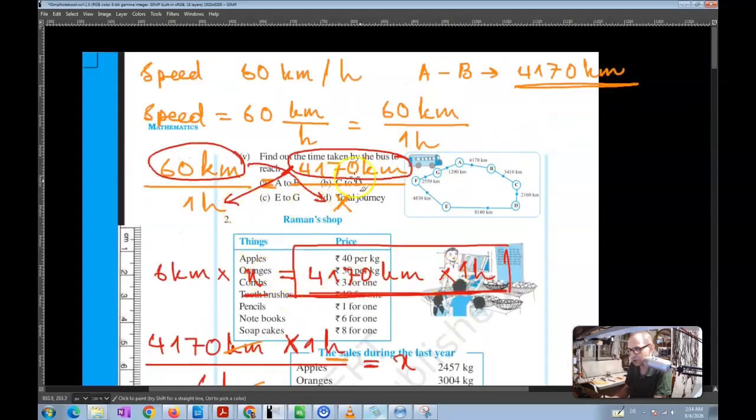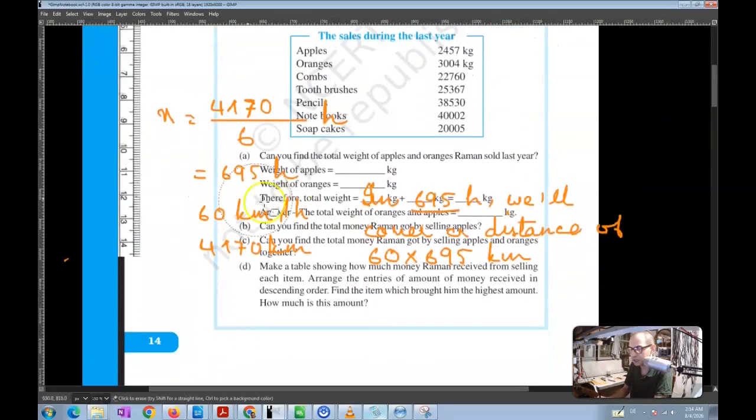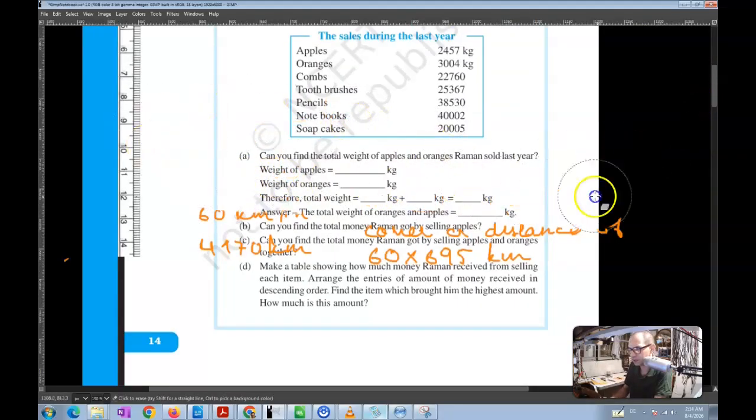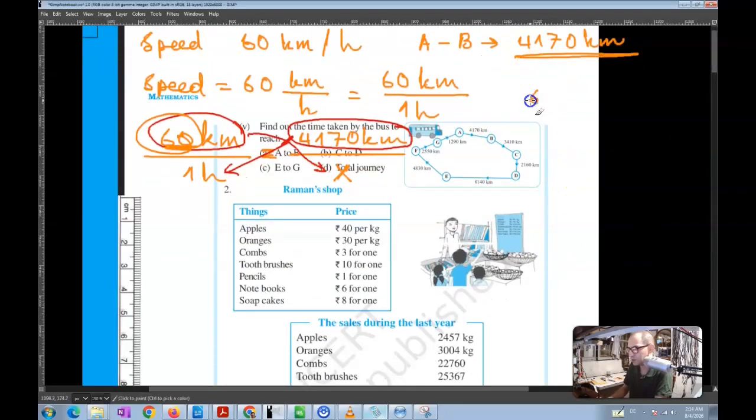So when you do the cross multiplication over here, instead of 60, I have written 6 kilometers instead of 60 kilometers. Now if we correct this mistake, we should get an answer which is 69.5 hours. We will see that. So now let's do the cross multiplication again.